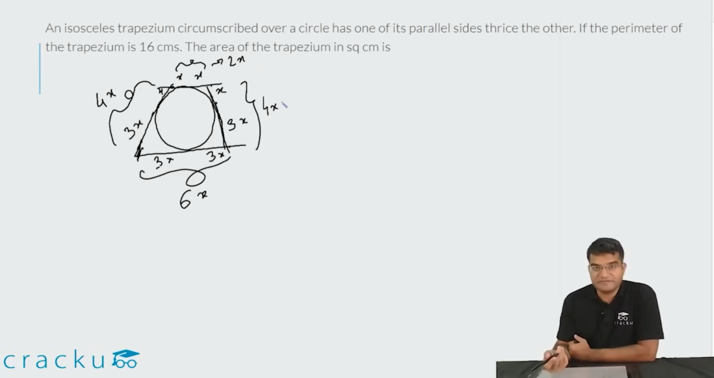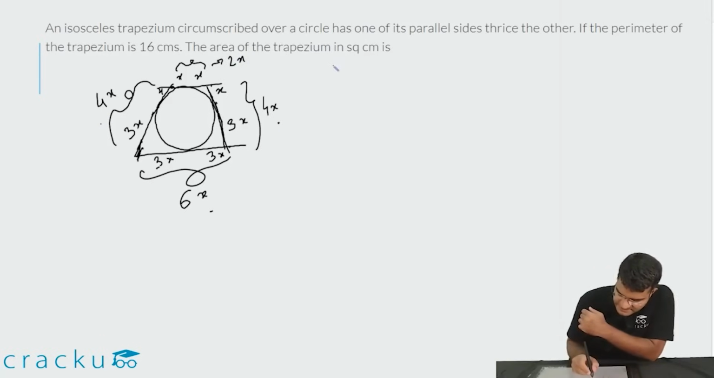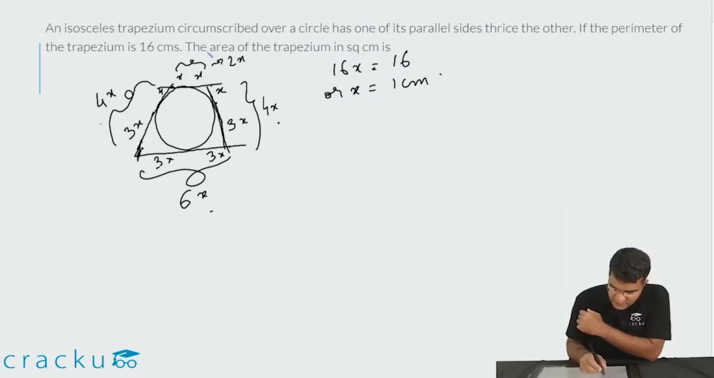This is what has been given to us. You can draw the diagram on your own and you can come to these conclusions. Now the perimeter of the trapezium is 4x plus 6x, that is 10x, plus 4x, that is 14x, plus 2x, that is 16x. We are given that 16x is equal to 16 centimeters, or x is equal to 1 centimeter. So now we know all the sides of the trapezium. If we just draw the trapezium once again to find its area, it will look something like this.